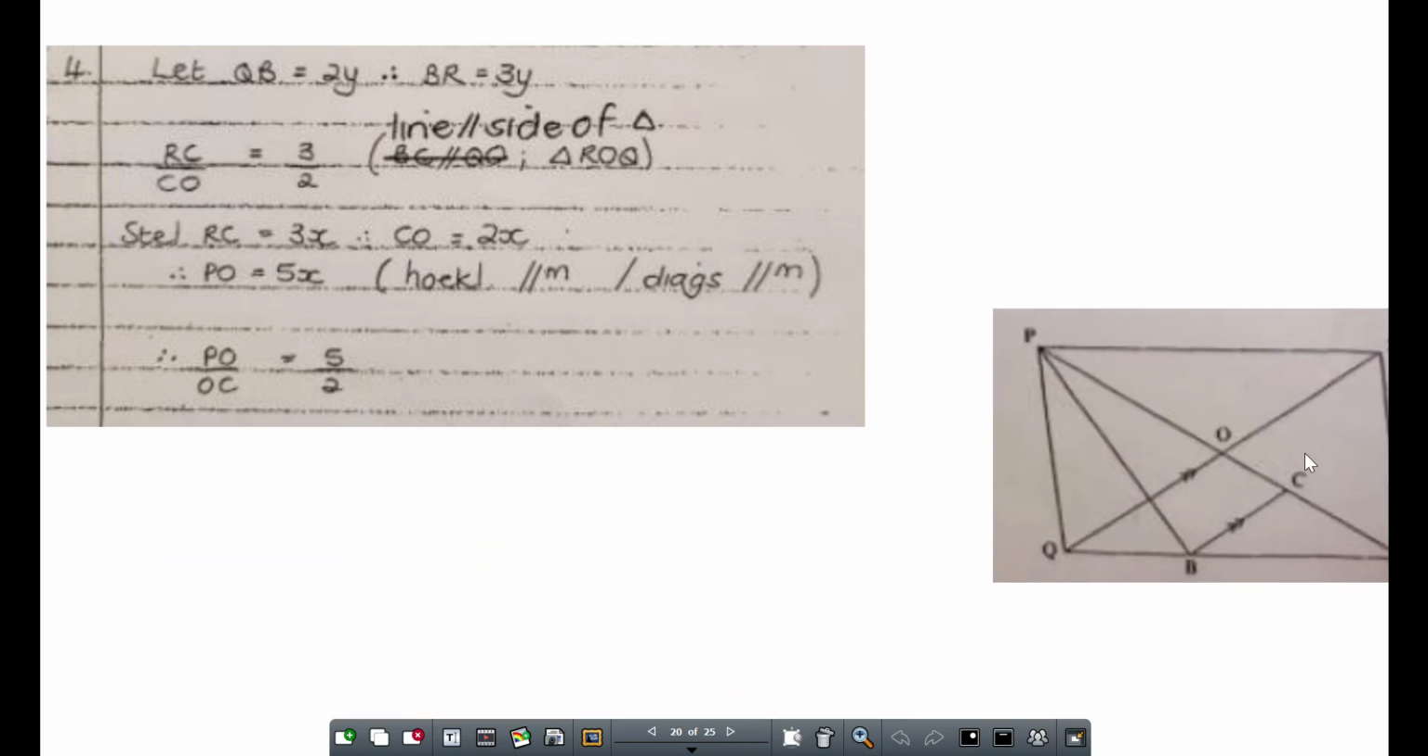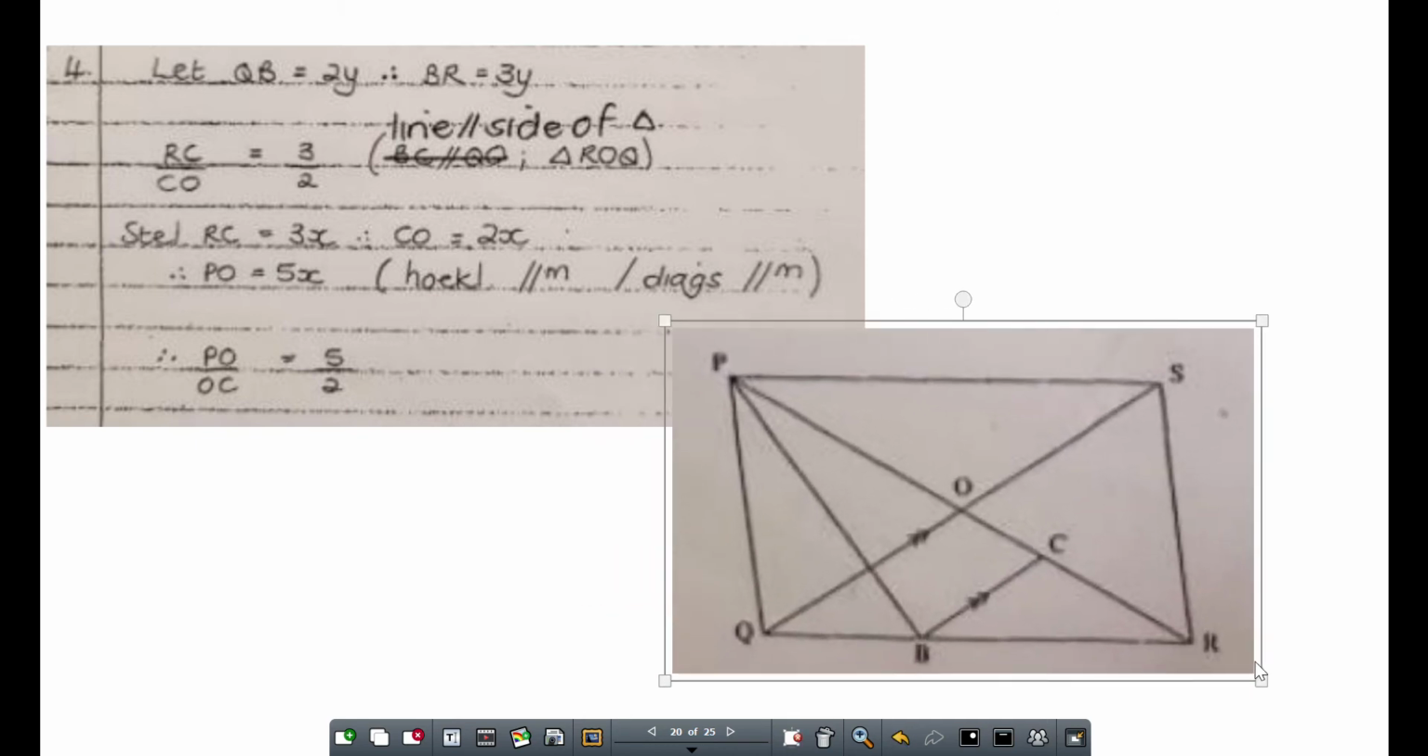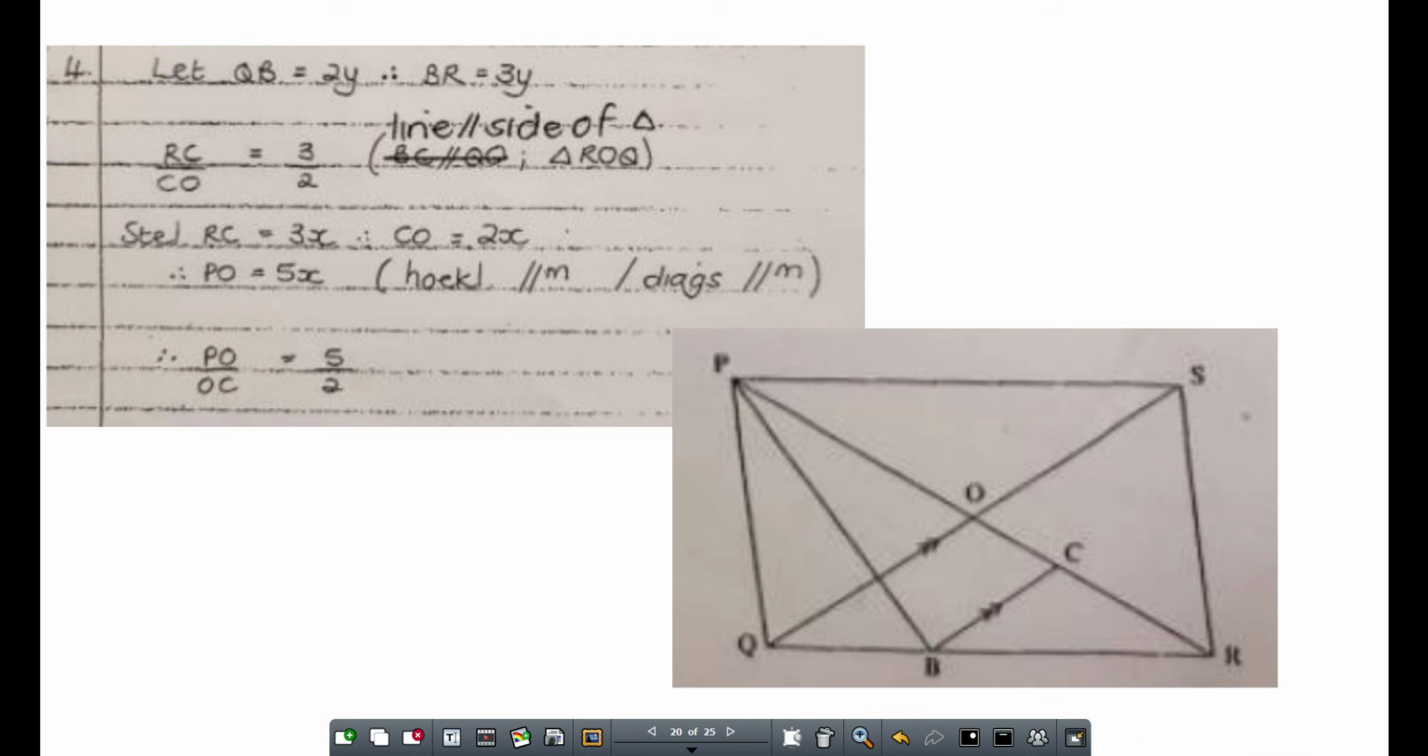Okay, number 4. Here they tell me, in the figure, PQRS is a parallelogram. As soon as they tell you something like that, please write or make notes on your sketch, because it is a parallelogram. What do we know about the properties of a parallelogram? What do you know? They are parallel and equal, and these two also.